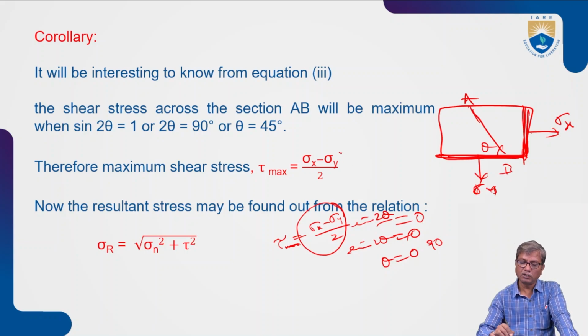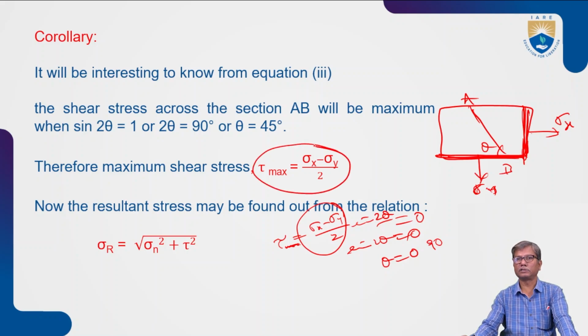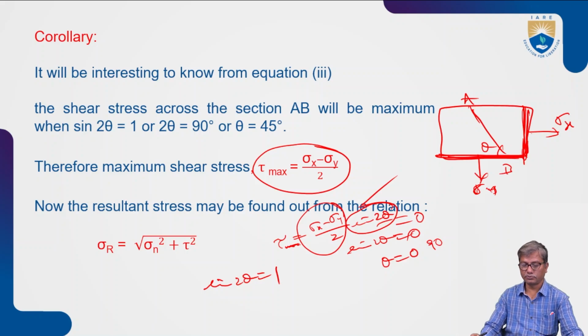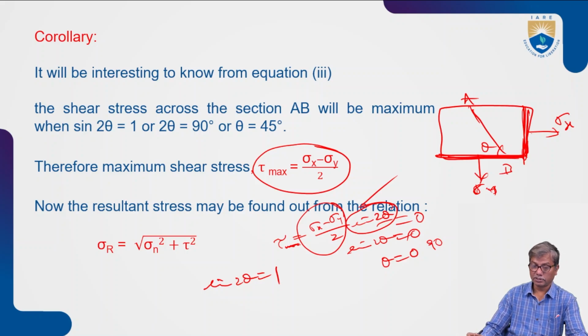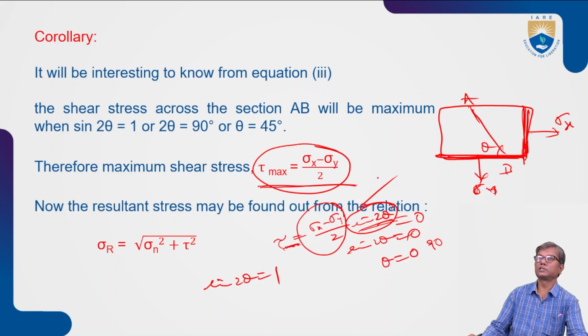And for what inclination theta, you will have the shear stress maximum. For that, sine 2 theta should be maximum. And what is its maximum value? 1, isn't it? Maximum value is 1 or minus 1 on the negative side. So for shear stress to be maximum, sine 2 theta is 1, and maximum shear stress will be sigma x minus sigma y by 2.